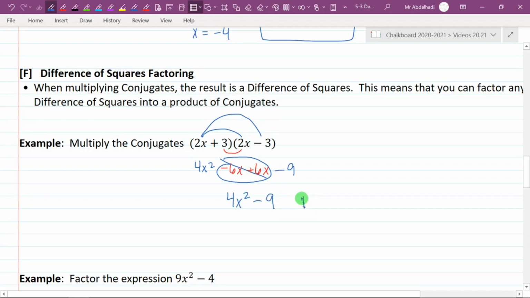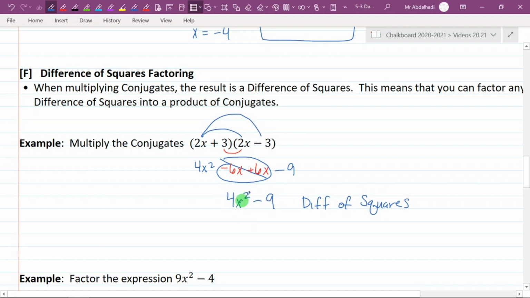And this is called a difference of squares because, first of all, when you have something minus something, that's called a difference, right? Subtraction is a difference. Addition is a sum, multiplication is a product, and division is a quotient. This is a difference. And it's a difference of 2 things that are perfect squares.